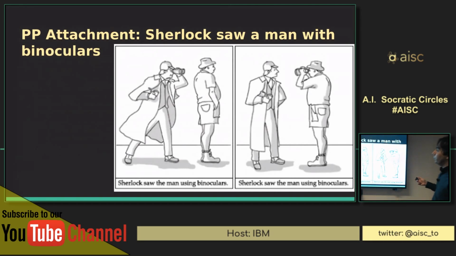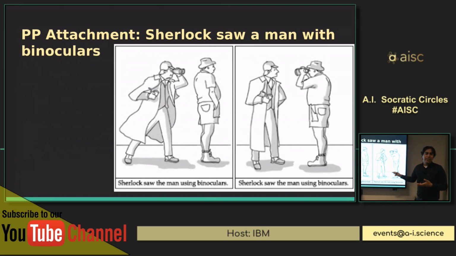Sherlock saw a man with binoculars, right? It could mean Sherlock, using binoculars, saw a man, or it could mean Sherlock saw a man who was using binoculars. So this is the PP attachment. For humans, it's almost unresolvable. Same for machines, but there is always contextual information that can lead to resolving this issue.